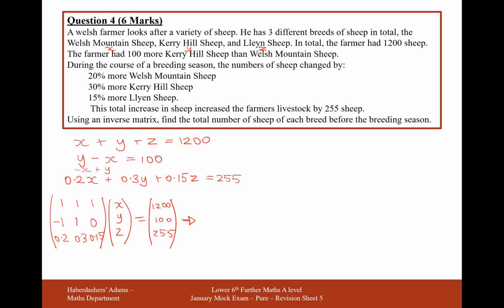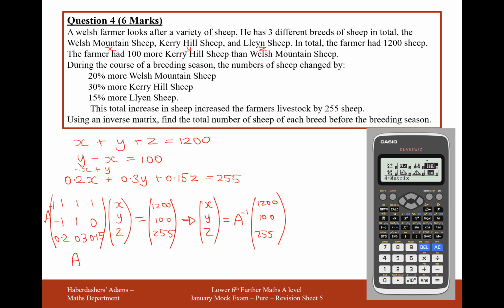So what we need to do with our matrices is to inverse this 3 by 3 matrix here, so that we're left with X, Y and Z on the left hand side. Now it's really important that we pre-multiply this matrix here, because it's on the front. We want our A inverse to be on the front here so that these two cancel out. So what we want is our A inverse matrix, if this matrix here is A, times by 1,200, 100 and 255.